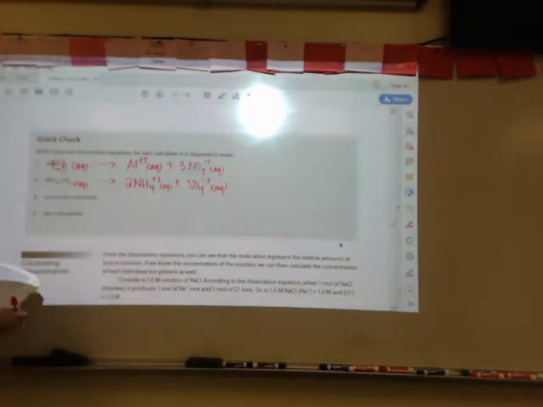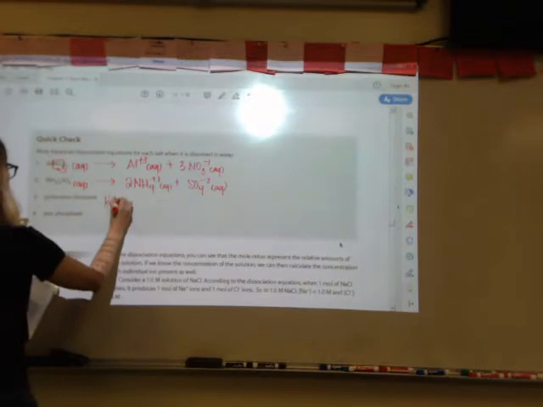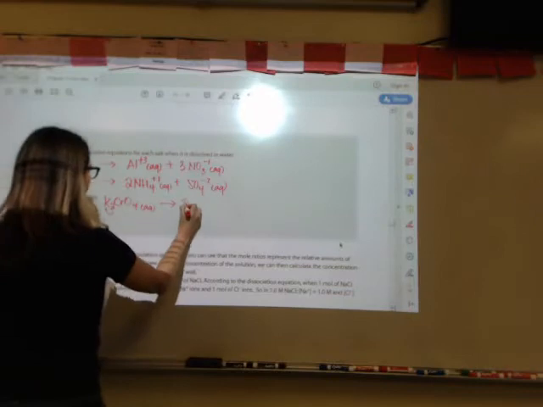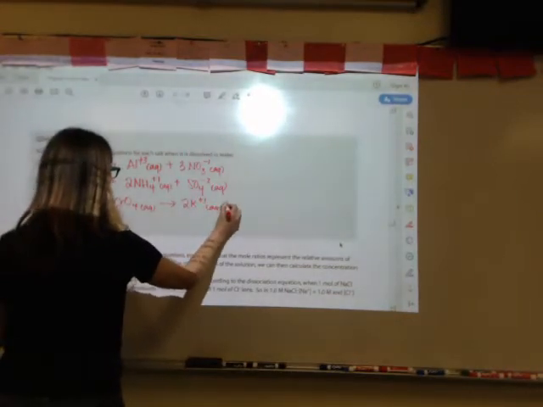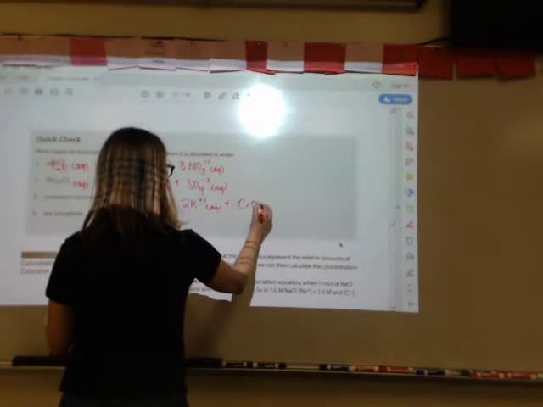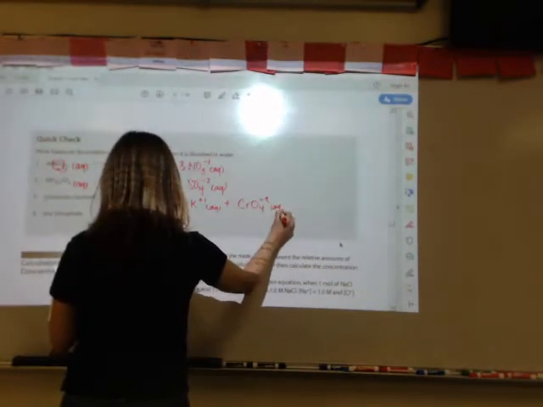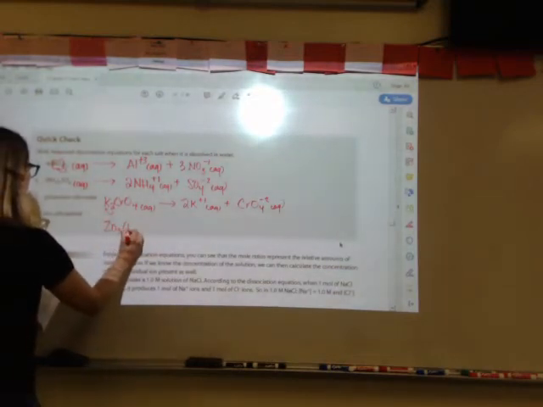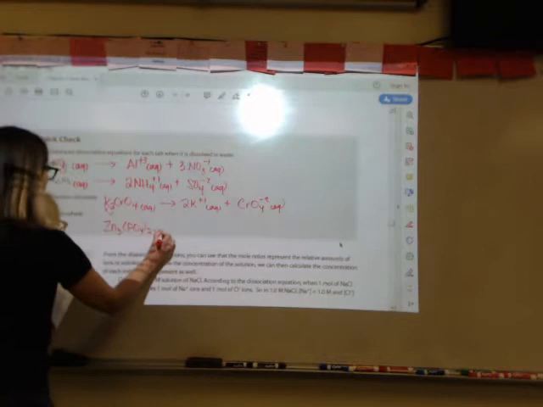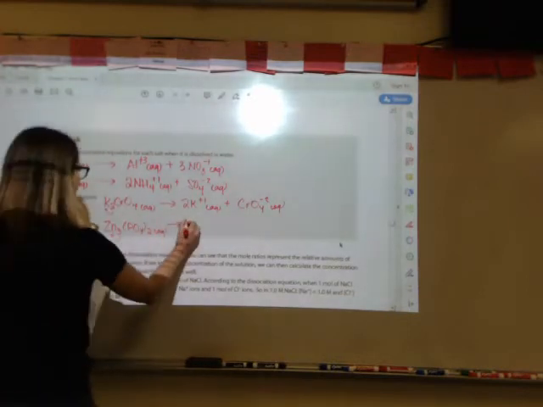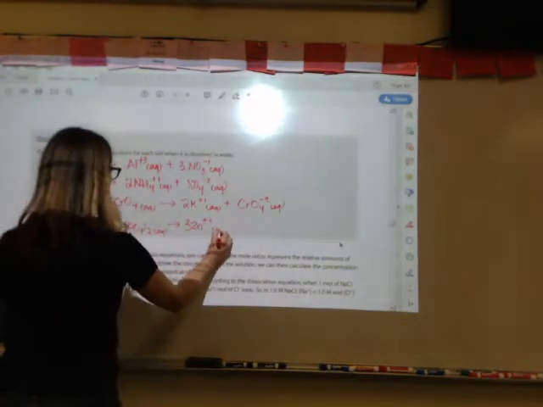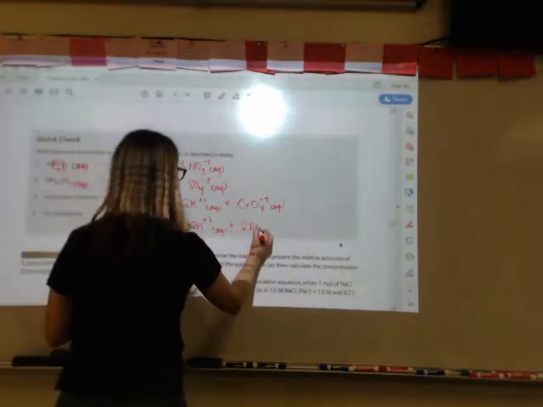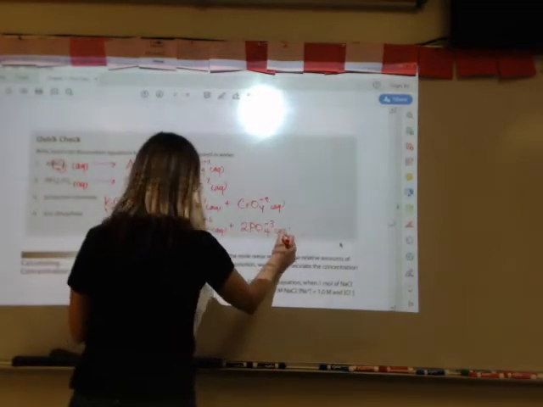For number 3, potassium chromate, this is K2CrO4. And you're going to form 2 potassium ions in solution and then 1 chromate ion in solution. Number 4, zinc phosphate, which is Zn3(PO4)2. When this dissolves, you'll have 3 zinc ions forming, and then you'll have 2 of these phosphate ions forming.